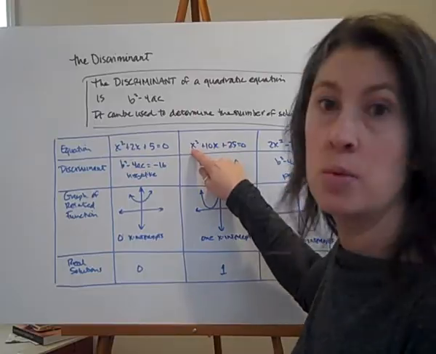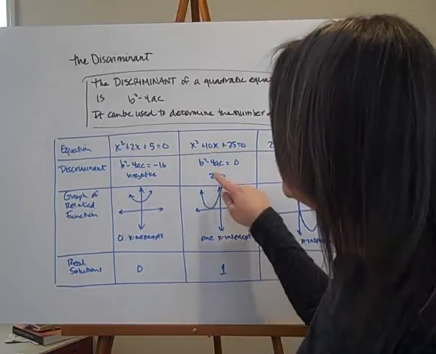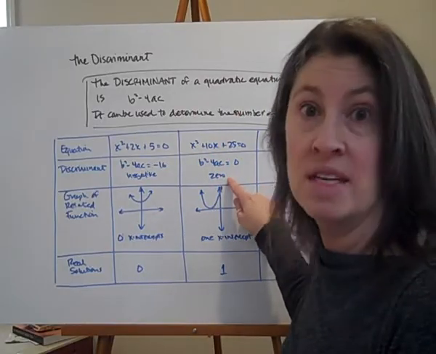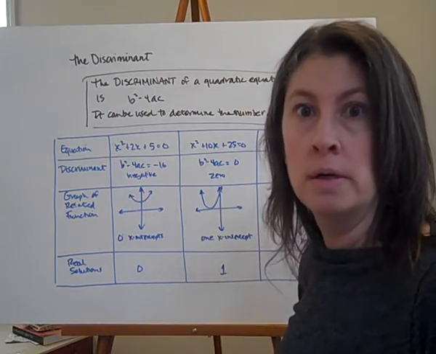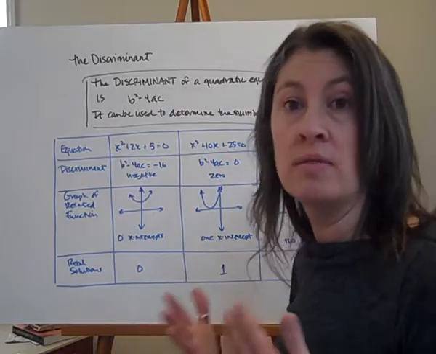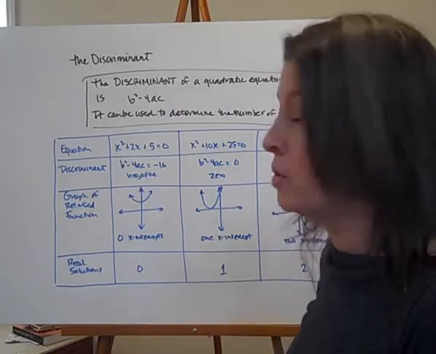For this equation, x squared plus 10x plus 25 equals 0, I end up with a discriminant of 0. Now, if we think about the square root of 0, the square root of 0 is 0. There's only one square root. There's not a negative and a positive square root. There's only one square root of that number.